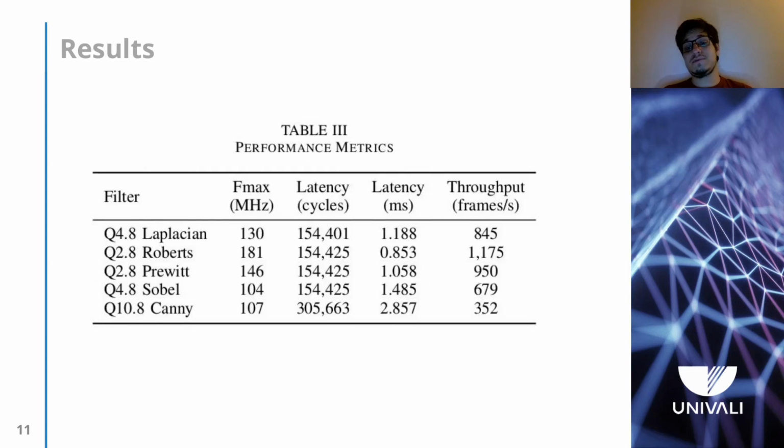In this table we present the performance metrics in comparison with other implementations. We can see that Canny takes double the cycles to perform its operation, and the maximum frequency of Canny is the worst one, reaching 107 MHz, while the Sobel has only 104 MHz, and the best one is Roberts, which has a 2 by 2 kernel and reaches 181 MHz. So we can see that the throughput of the algorithms is very affected.